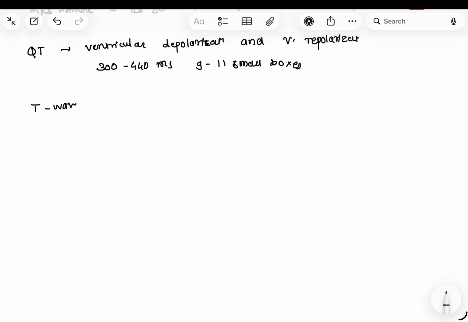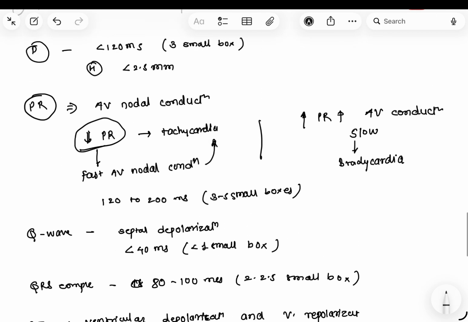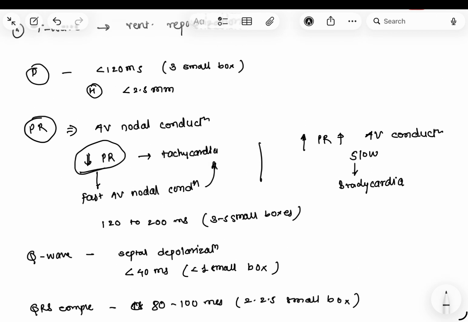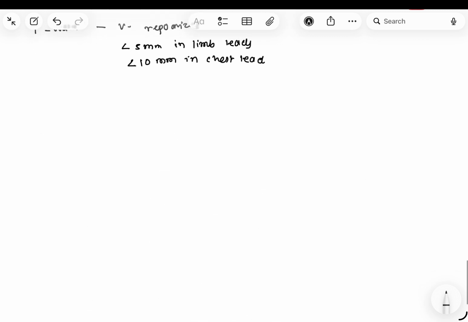T wave, what does it signify? It signifies ventricular repolarization, and its height is important, like it is less than 5 millimeter in limb leads and less than 10 millimeter in chest leads, right? So these are the significant timelines of the PQRST complexes and the reason behind the positive P wave, negative Q wave and positive QRS complex.